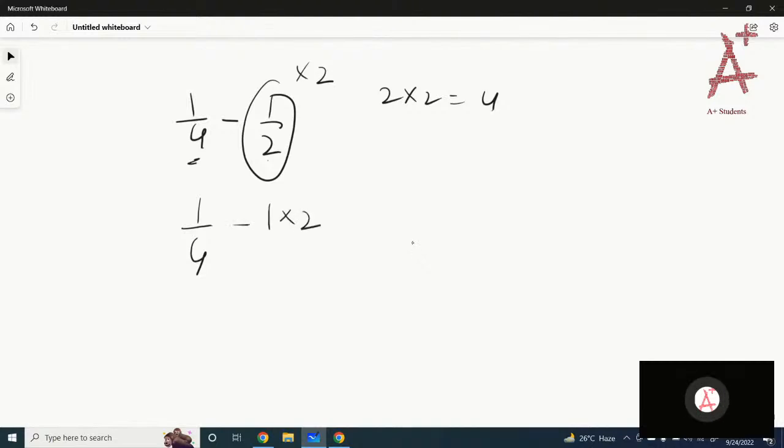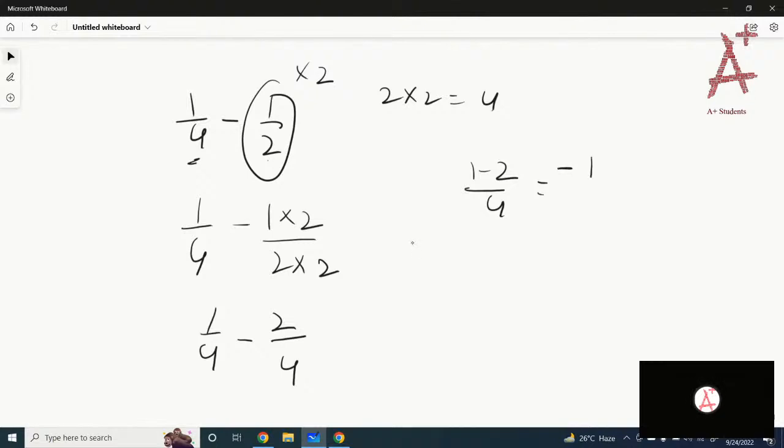So it would be 1 times 2 divided by 2 times 2. So 1 by 4 subtract 2 times 1 is 2 and 2 times 2 is 4. So they have the same denominator, just subtract their numerators. So 1 minus 2 over 4. You are subtracting a greater number from a smaller one, so the answer must have a negative sign. It would be negative 1 over 4. Got it?